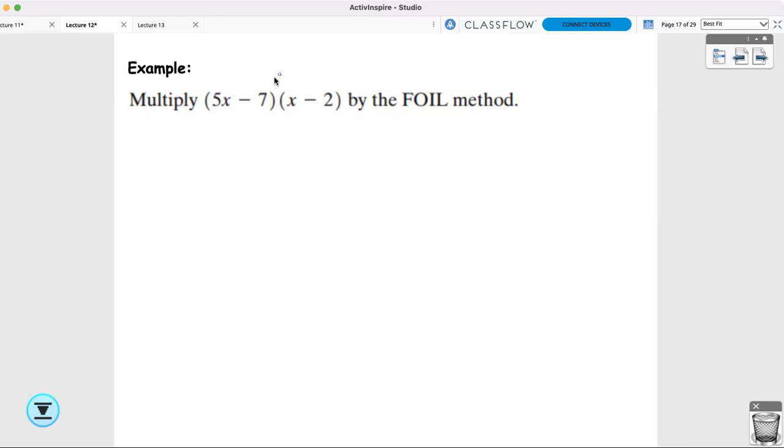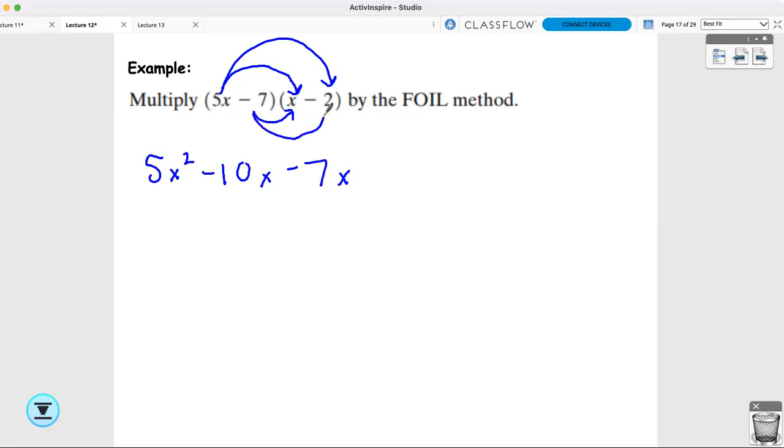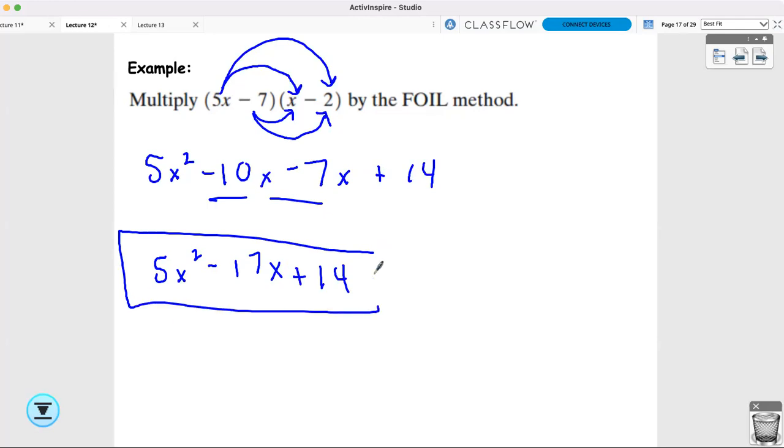All right, so then we draw the arrow first, right, from 5x to x gives us 5x squared. 5x times minus 2, which is negative 10x. Negative 7 times x, which is negative 7x. Negative 7 times negative 2, which is positive 14. Add these two like terms, we get 5x squared minus 17x plus 14. And we are done. Any questions, guys, on this example?